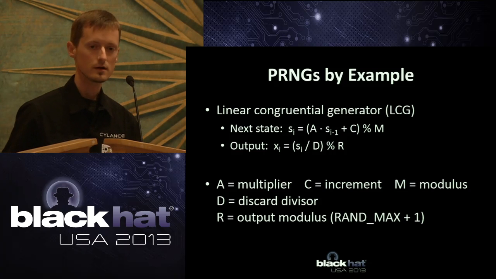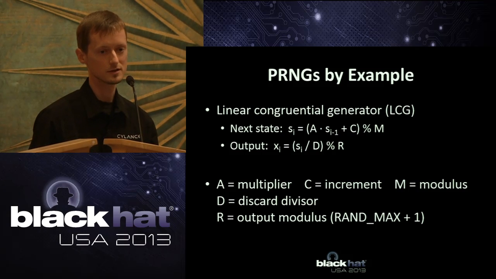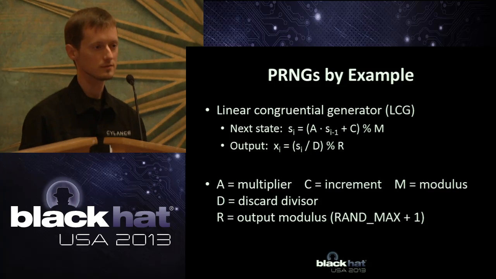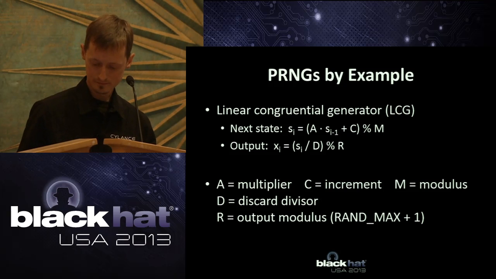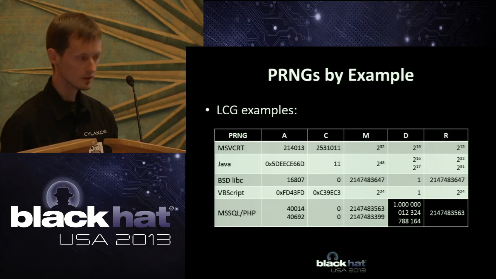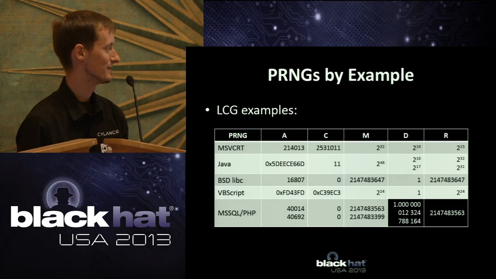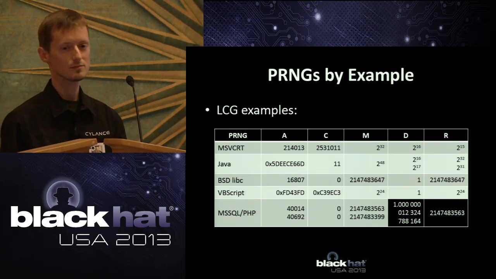That RAND_MAX macro or constant is in, I think, stdlib.h. It's historically 32,767, but it may be like 2 billion or more nowadays. It's just kind of varied in time with the size of the integer type. So here's a table of the PRNGs we examined, and they each kind of have something a little bit instructive.